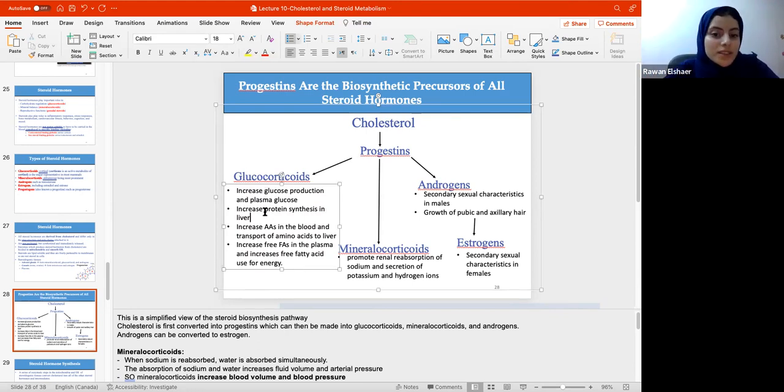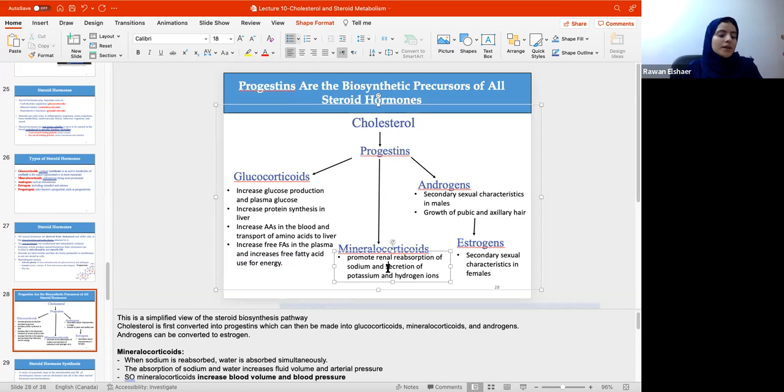They increase protein synthesis in the liver, and for protein synthesis you need amino acids. So it increases amino acids in the blood and transportation of the amino acids to the liver. Where does it get the amino acids? It breaks them down from other places, from proteins and other tissue. They break down the amino acids, they go into the blood, go to the liver, and promote protein synthesis in the liver. It also mobilizes fat in any other place, so that there are free fatty acids in the plasma, and then they use the free fatty acids for energy. That's what glucocorticoids cause.